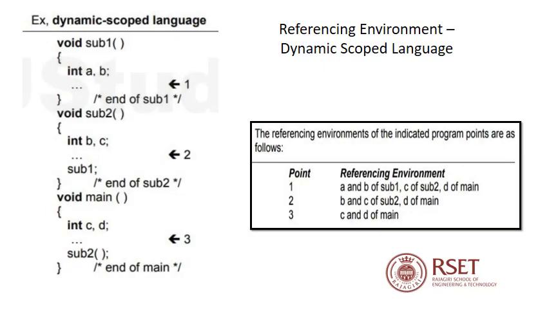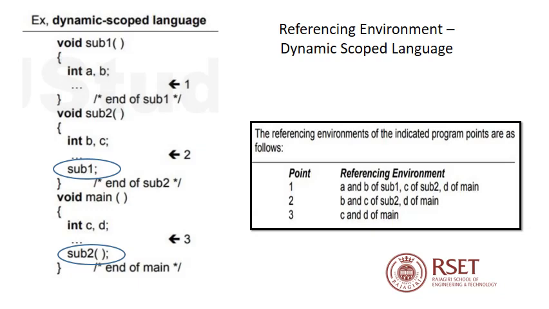So here is an example to show you how referencing environments will look like in the case of dynamically scoped languages. So let's start with the main function in this program. Within the main function we have two integer variables c and d, and from the main function we are calling the function sub2. Within sub2 we have two variables b and c, and notice that the variable c will now be active in sub2 while the c in main will be hidden. And from sub2 we are calling sub1.